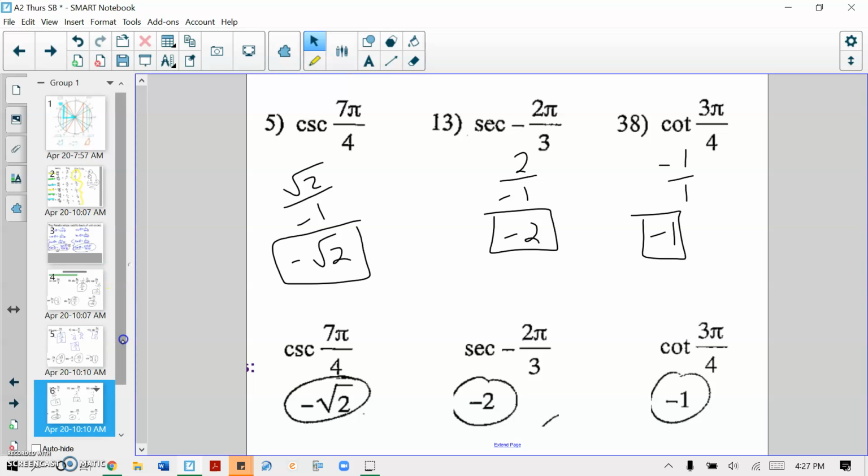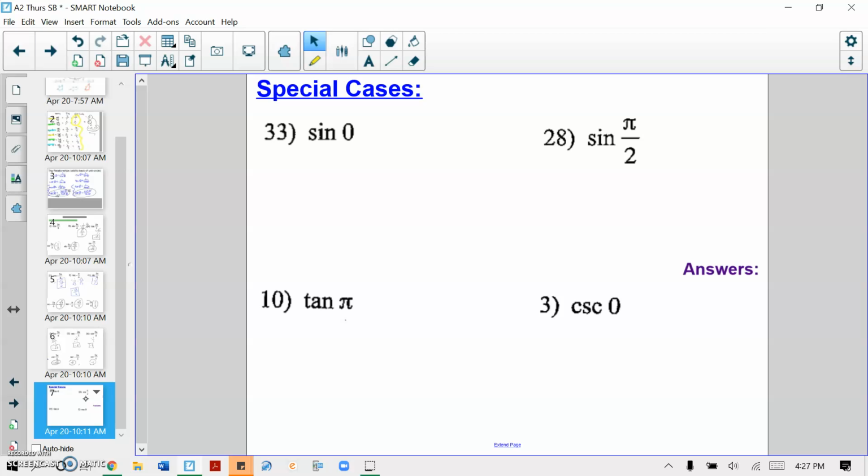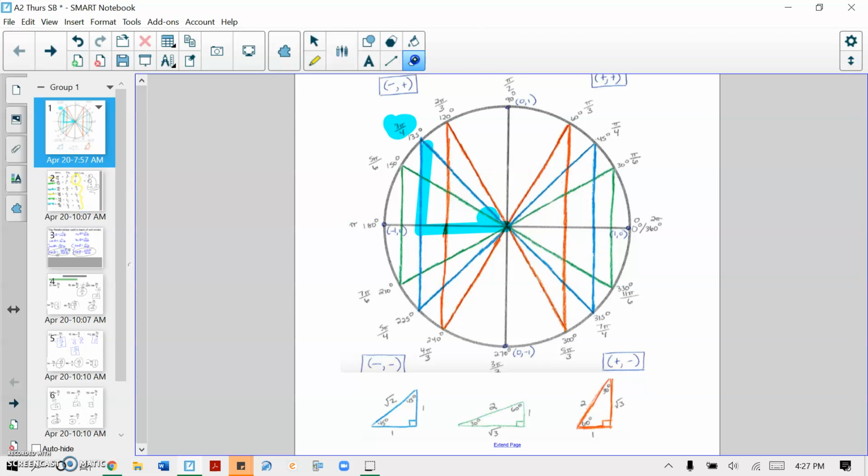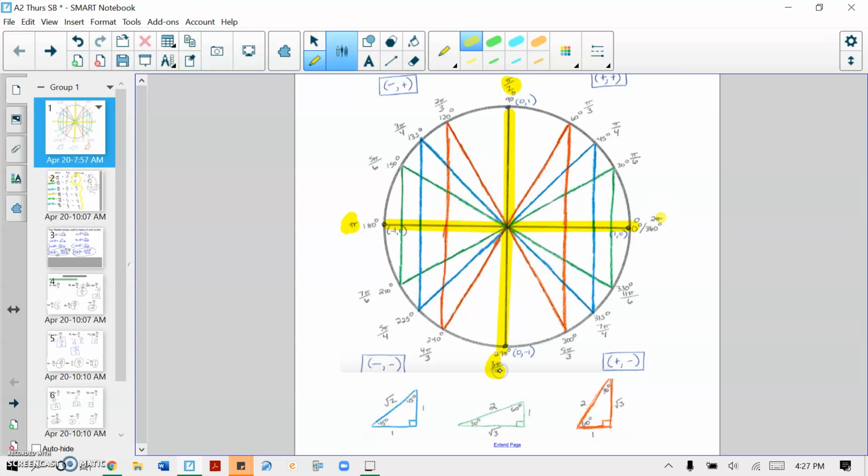The last thing I want to show you guys are what are called special cases. These ones are kind of goofy. The special cases occur when you're looking at, so I'm going back to my unit circle. I know I keep hopping around. I hope you guys are following along okay. Special cases happen when you have sine, cosine, tangent, all those different kinds of ratios, and they're asking for either of these ones. So they're asking for 2 pi, pi over 2, pi, or 3 pi over 2.